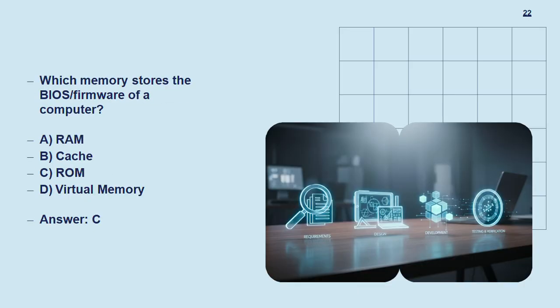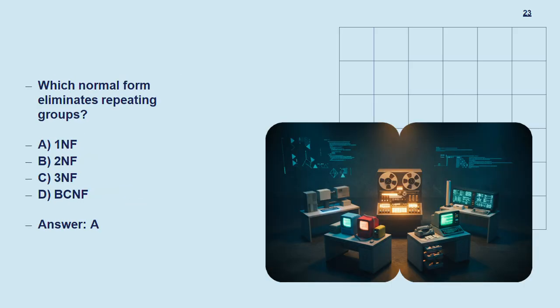So the next question is: which memory stores the BIOS firmware of a computer? To store the BIOS, we use ROM, which is a non-volatile memory. Our next question is: which normal form eliminates repeated groups? To eliminate repeated groups, there is the first normal form.